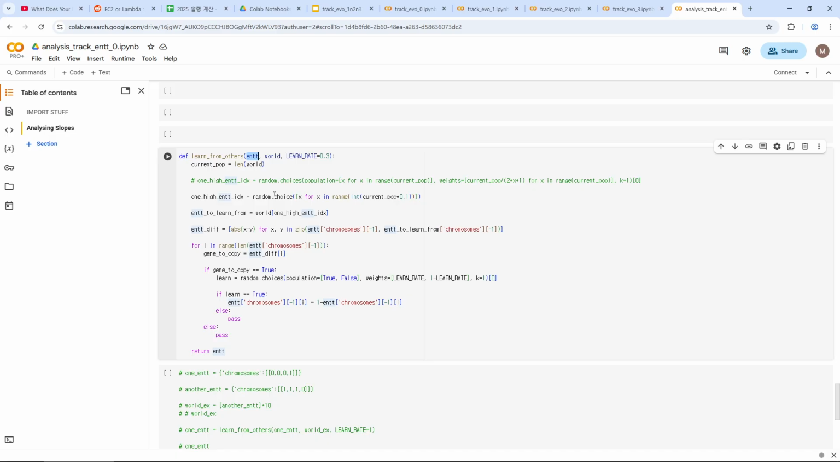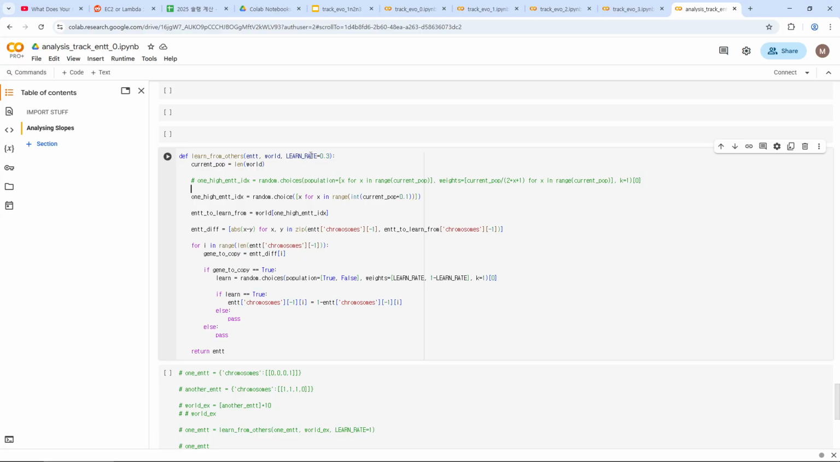So when the entity difference is calculated, for every gene that is different, the entity in question, ENTT, will try to flip that gene. Will try to either activate it or deactivate it in order to mimic what the, in quotes, better entity is doing or has done.